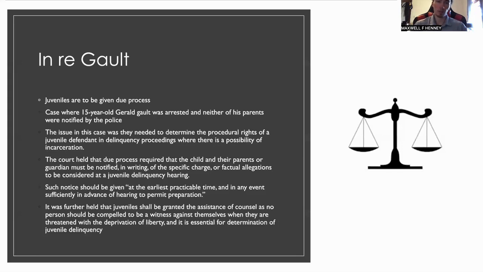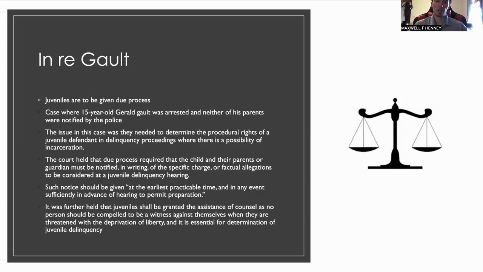In re Gault. This is a case where juveniles were granted due process. It is a case where 15-year-old Gerald Gault was arrested and neither of his parents were notified by the police. The issue in this case was they needed to determine the procedural rights of a juvenile defendant in delinquency proceedings where there is a possibility of incarceration. The court held that due process required that the child and their parents or guardian must be notified in writing of the specific charge or factual allegations to be considered at a juvenile delinquency hearing.